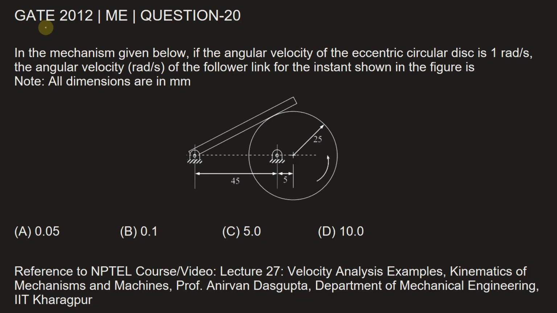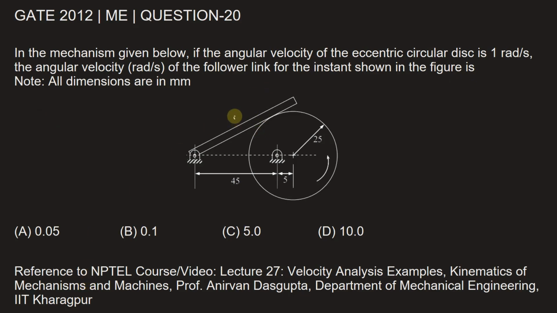This question is from GATE 2012 Mechanical Engineering paper, question number 20. In the mechanism given below, if the angular velocity of the eccentric circular disc, this disc which is eccentrically pivoted at this point, is 1 radian per second, the angular velocity in radians per second of the follower link for the instant shown in the figure is.